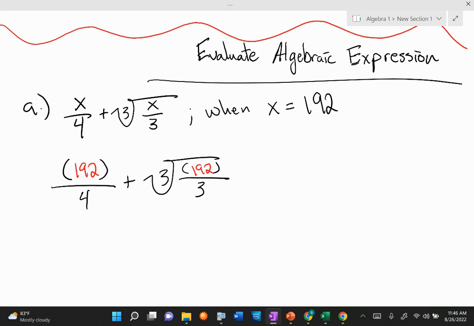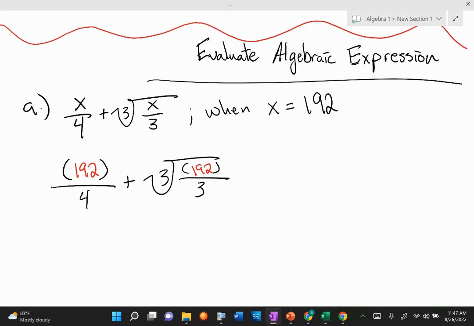Yeah, the exponent. Okay, so we need to do the cube root of 192 over 3. Is doing the cube root of 192 over 3 going to be easy? No. Okay? Not doing that specifically. So, if you can, you need to reduce it or simplify it down. Okay? What is 192 over 3?